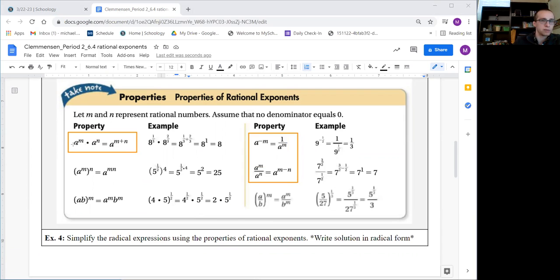This one says whenever we have the same base right here, we can add our exponents. This one says whenever we have a negative exponent, like we did this morning for our warm-up, we can move it to the denominator. This one says if they're on opposite sides of the fraction bar, we can subtract them. And then here are some examples of how that kind of works.